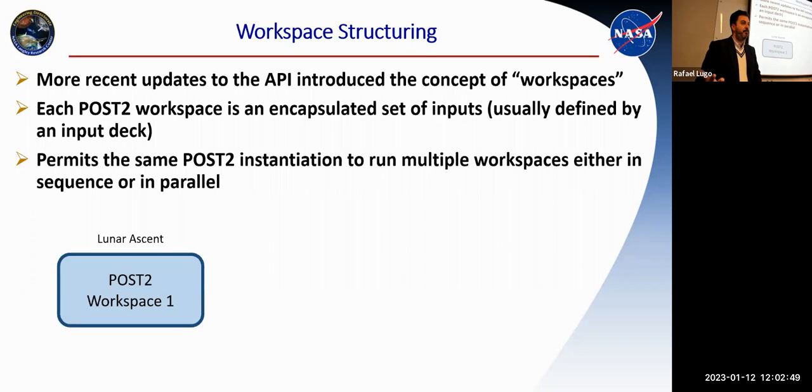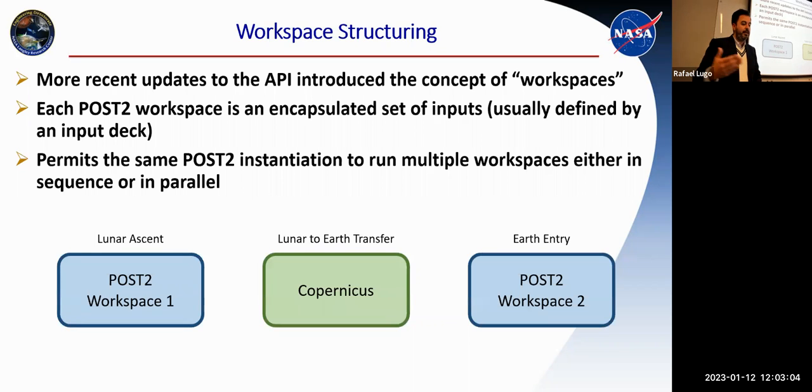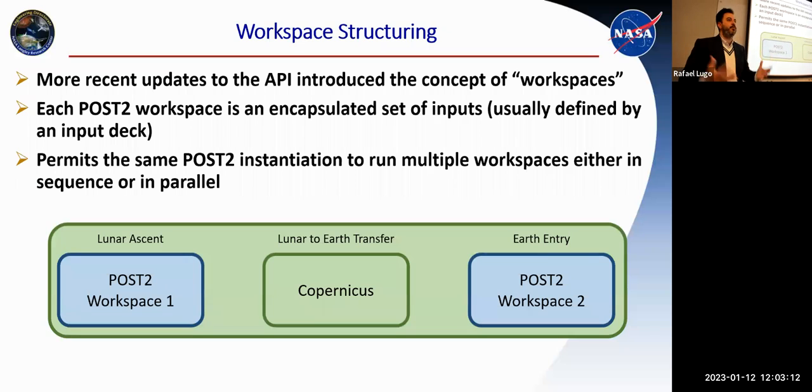So for example, if you have a flight mechanics problem where you're talking about ascent from the moon, you probably want to model that in POST. You can use a program like Copernicus to model the interplanetary transfer from the moon to Earth. And let's say you want to model Earth entry, through the atmosphere down to touchdown, in POST. You can now actually do all of that and have Copernicus perform the global optimization across all of these phases, again using the same instantiation of POST as the dynamics driver for those phases.